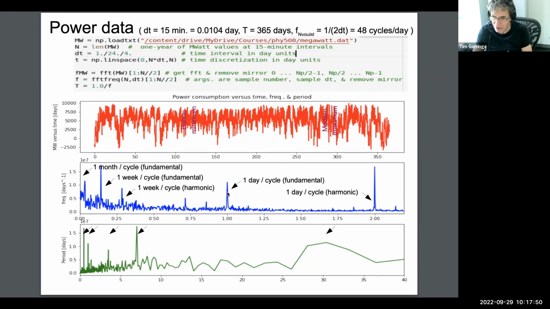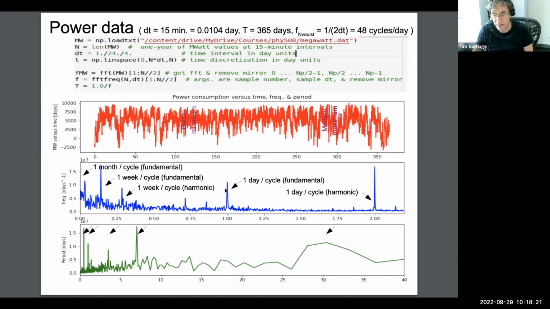And that's not surprising. Power consumption probably varies during the day. While we're sleeping, maybe we use less power. While we're awake, we use more power. So to see a frequency in the power consumption data with a period of 1 day, corresponding to a frequency of 1 cycle per day, is not surprising. And that's a fundamental frequency in the data.